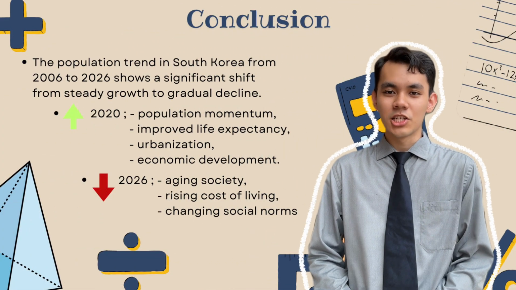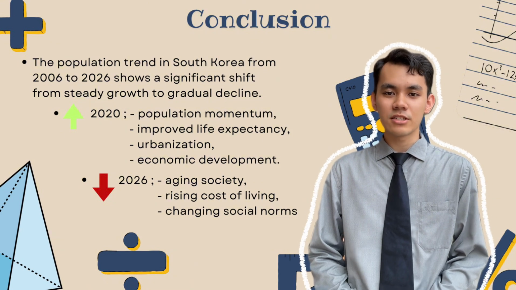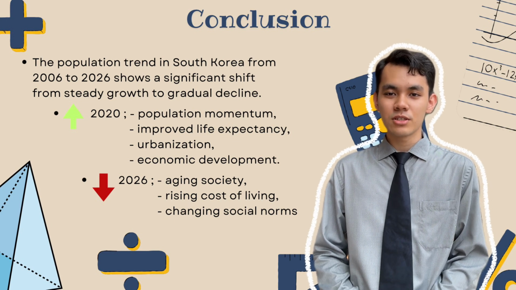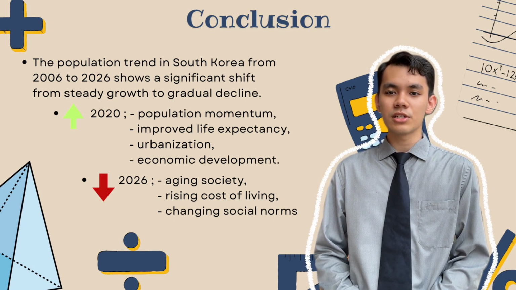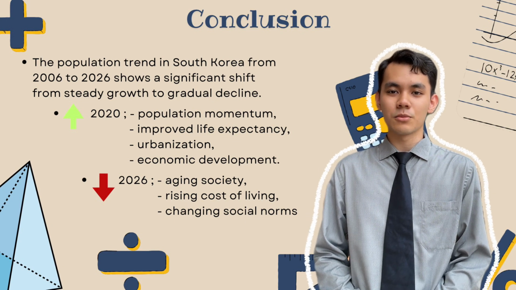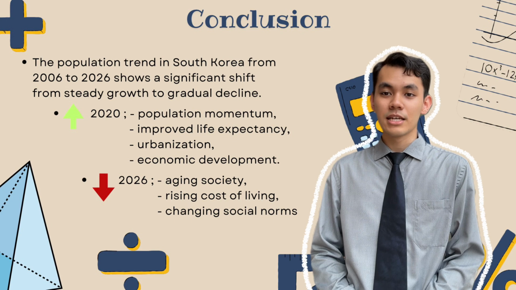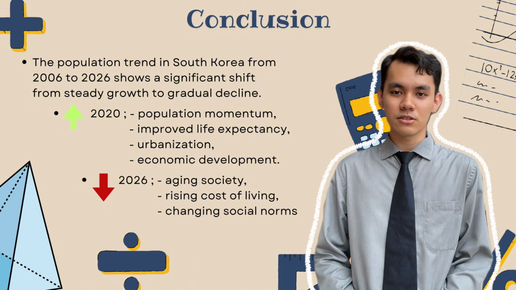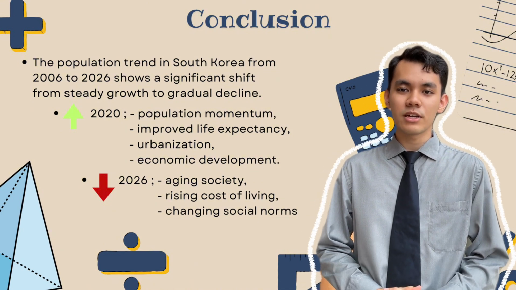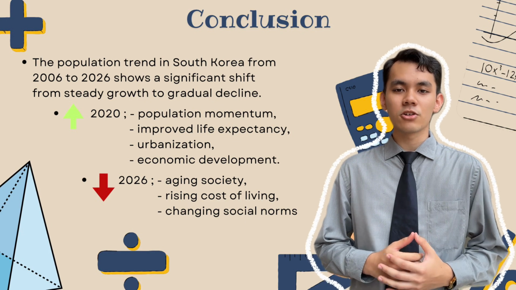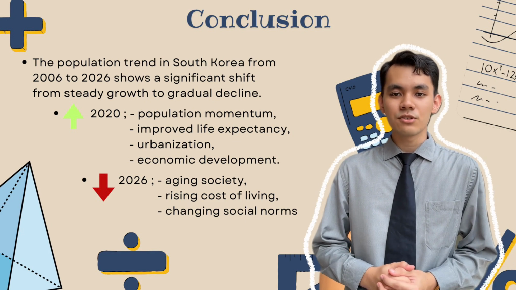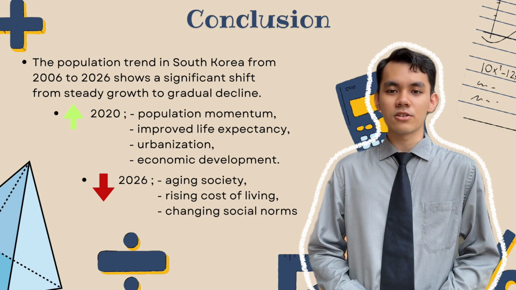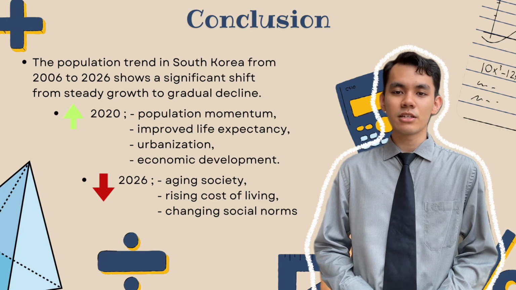In conclusion, the population trend in South Korea from 2006 to 2026 shows a significant shift from steady growth to gradual decline. Using the Malthusian model and first-order differential equations, we were able to analyze and model how the population changed over time. The increase in population before 2020 was mainly influenced by factors such as population momentum, improved life expectancy, urbanization, and economic development. However, after reaching its peak, the population began to decline due to an aging society, rising cost of living, and changing social norms regarding marriage and family life.